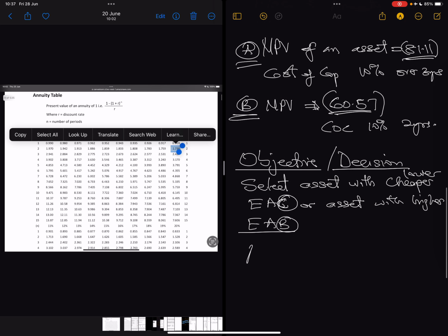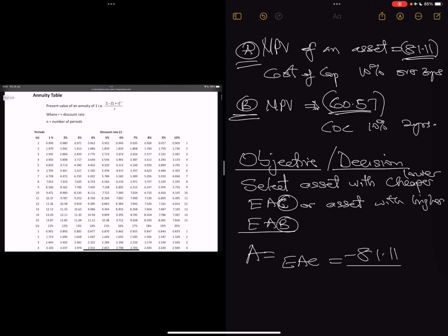Now for asset A, what is equivalent annual cost? Equivalent annual cost for asset A is equal to 81, which is the net present value of the asset, divided by the 3-year annuity factor, 2.487. Using a calculator, 81.11 divided by 2.487 gives negative 32.61. So that is the equivalent annual cost of asset A.